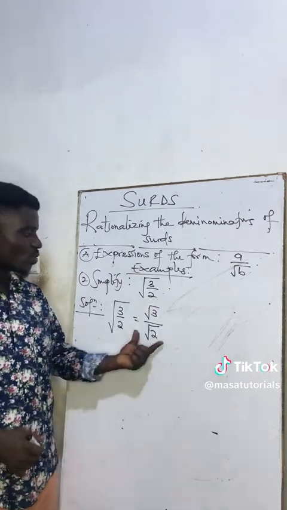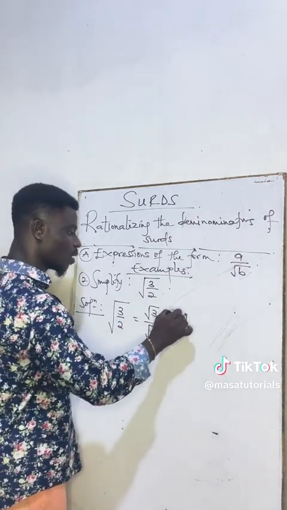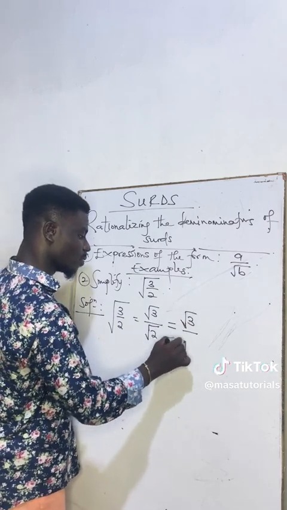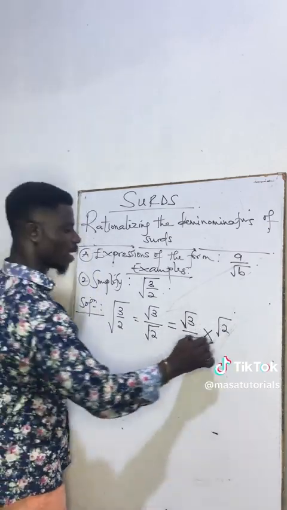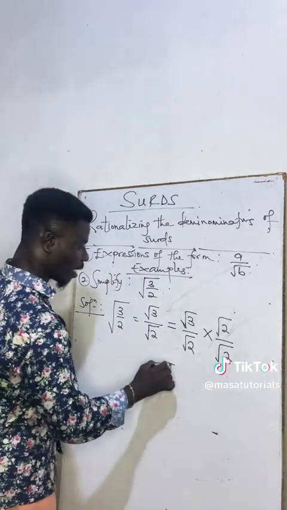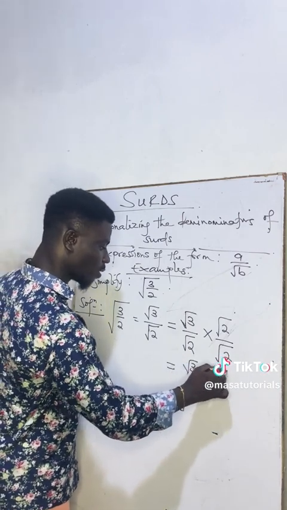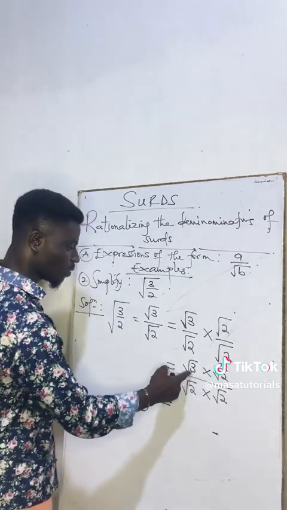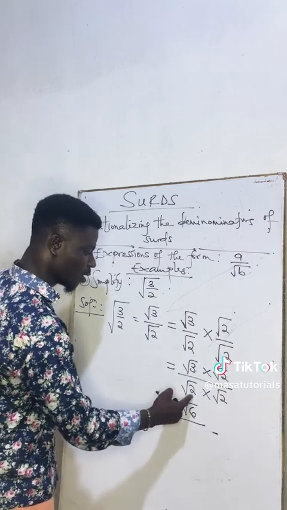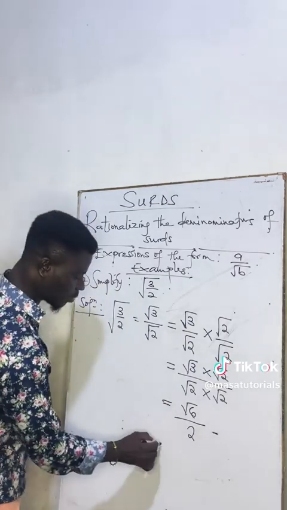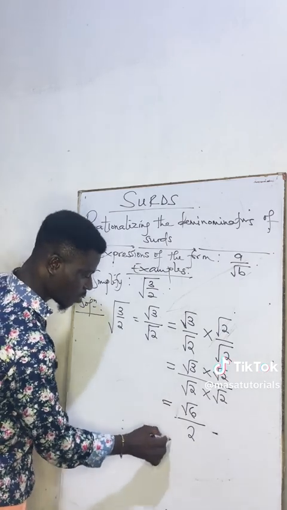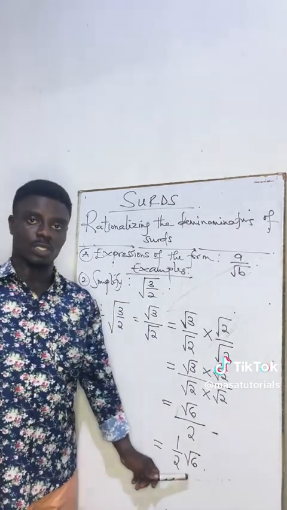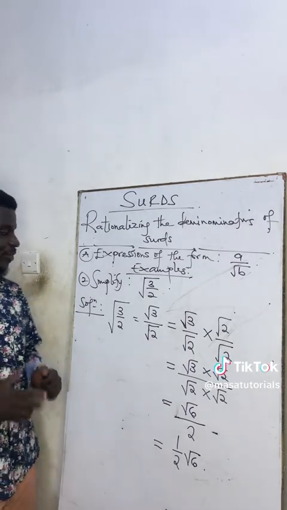Now, how do we rationalize? We multiply by square root of 2 over square root of 2. So we have square root of 3 over square root of 2 times square root of 2 over square root of 2. Now it becomes multiplication of fractions: square root of 3 times square root of 2, all over square root of 2 times square root of 2. Square root of 3 times square root of 2 is square root of 6, because they are in the same square root. Here we have 2. And this can also be written with the coefficient as 1 over 2, then square root of 6. Very simple.